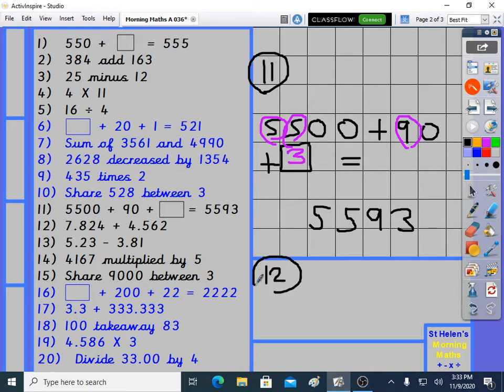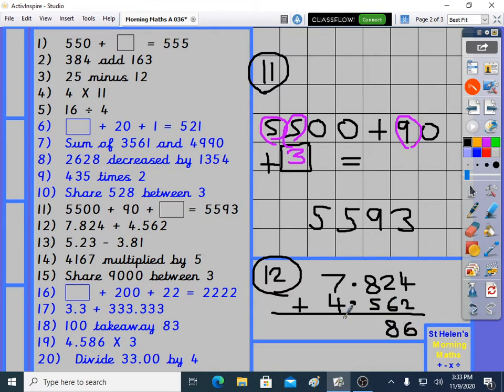We have two 4-digit numbers. Both of them have 1, 2, 3 decimal places. Two 4-digit numbers with 3 decimal places. 4 plus 2 is 6. 2 plus 6 is 8. 8 plus 5 is 13. Don't forget the decimal point. That's a bit big. 7 plus 4 is 11, plus 1 is 12. 12.386. Well, 7 plus 4 is 11.